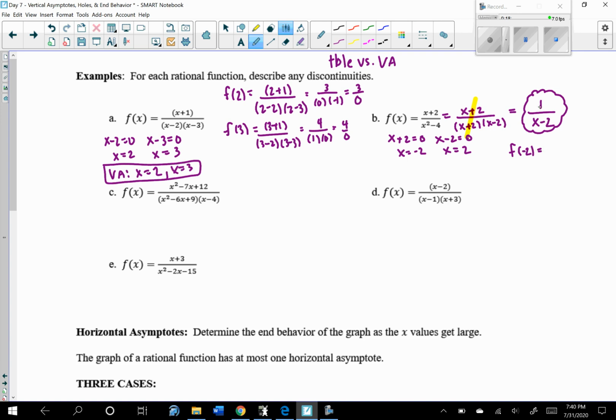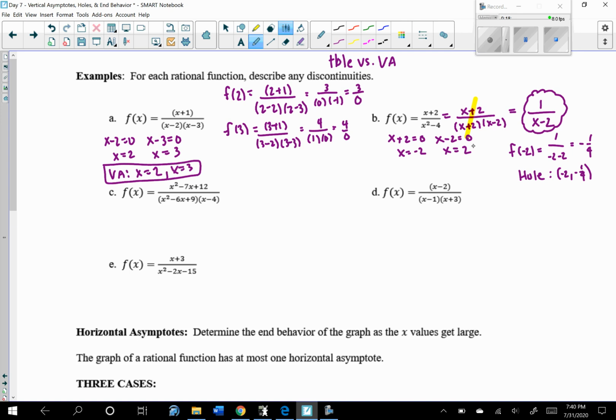So if I plug in negative 2 here, I get 1 over negative 2 minus 2, which gives me negative 1/4. Since I got a number, that tells me this is a hole. So I have a hole at the x value I plugged in, which was negative 2, and the y value I got out was negative 1/4. So I know that's a hole.